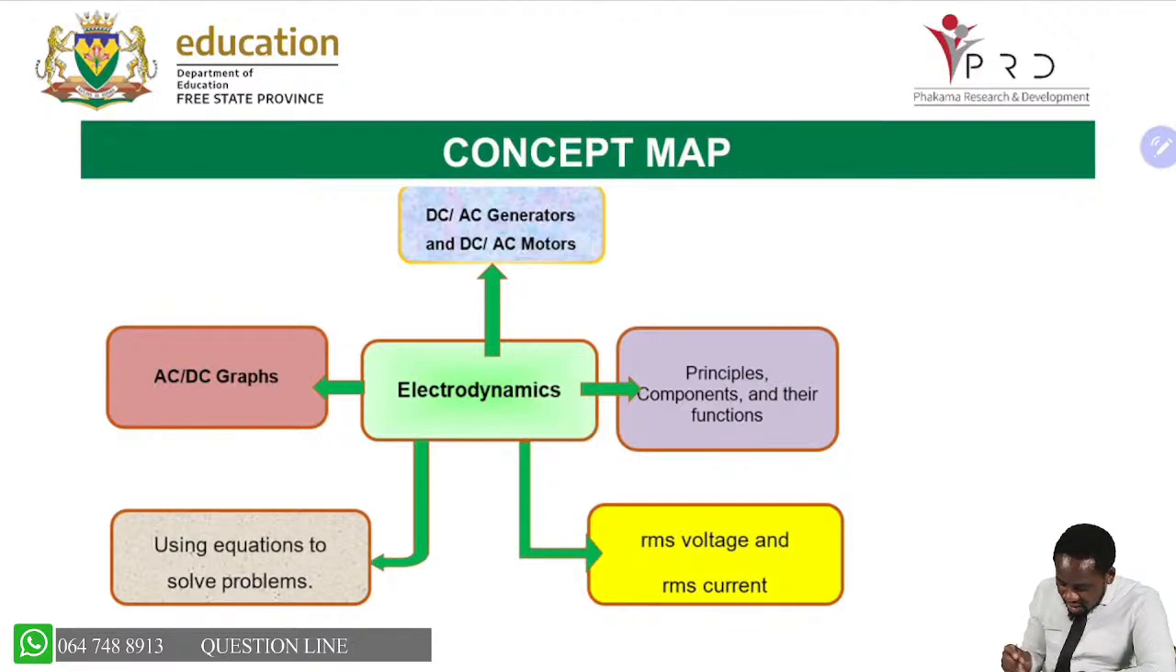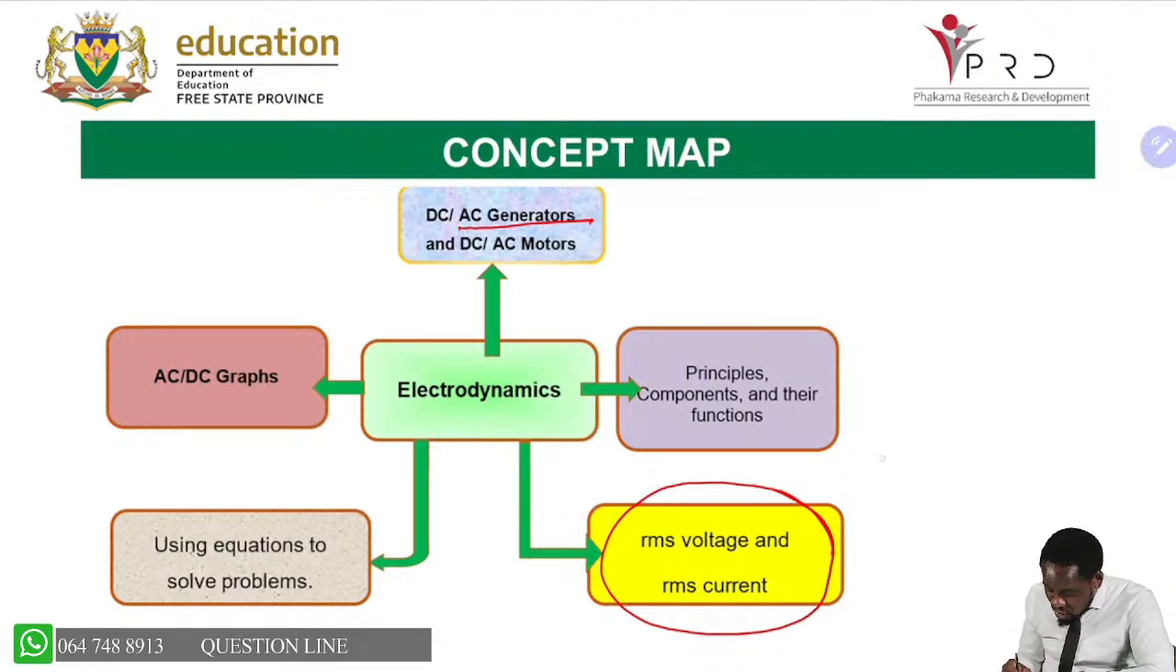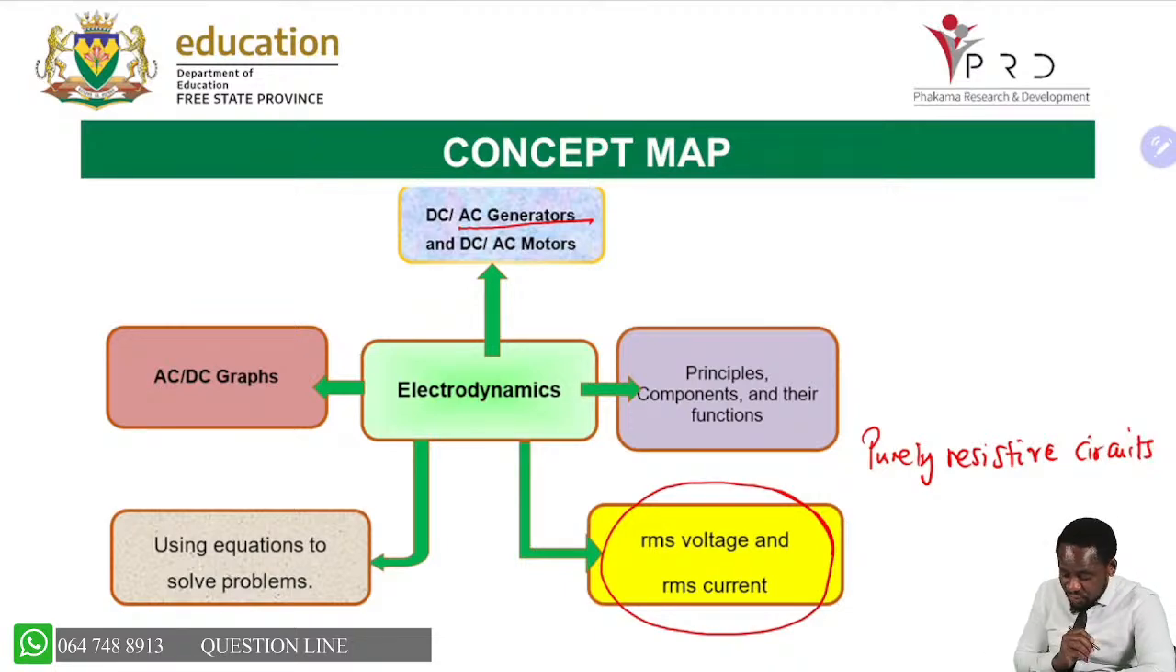So our intention today is to look at more of AC generators, because that's the one that gives us the AC graph, and also it speaks to the root mean square voltage and root mean square current. But we'll also look at what we call purely resistive circuits. That's our intention for today.